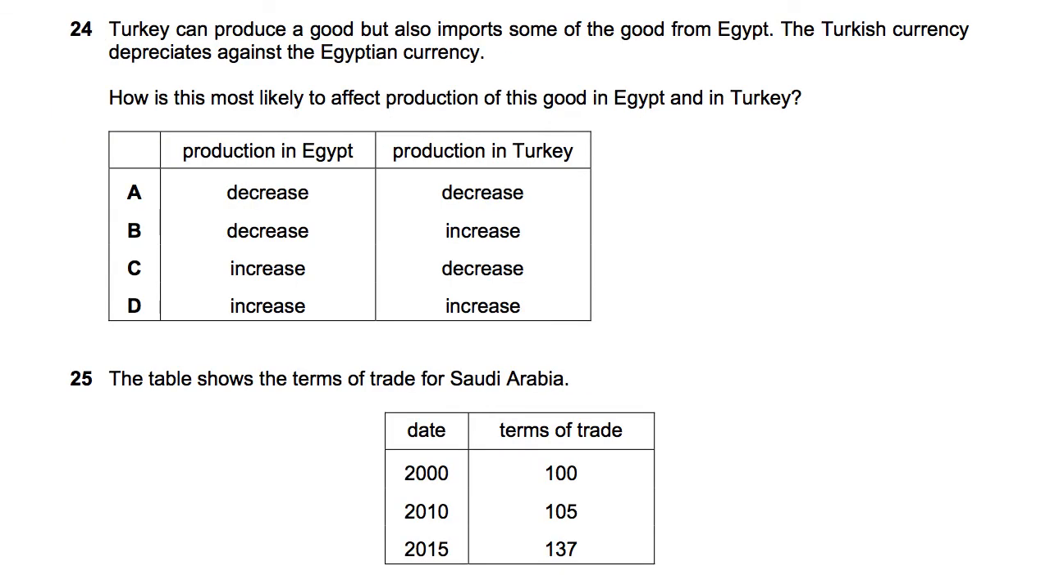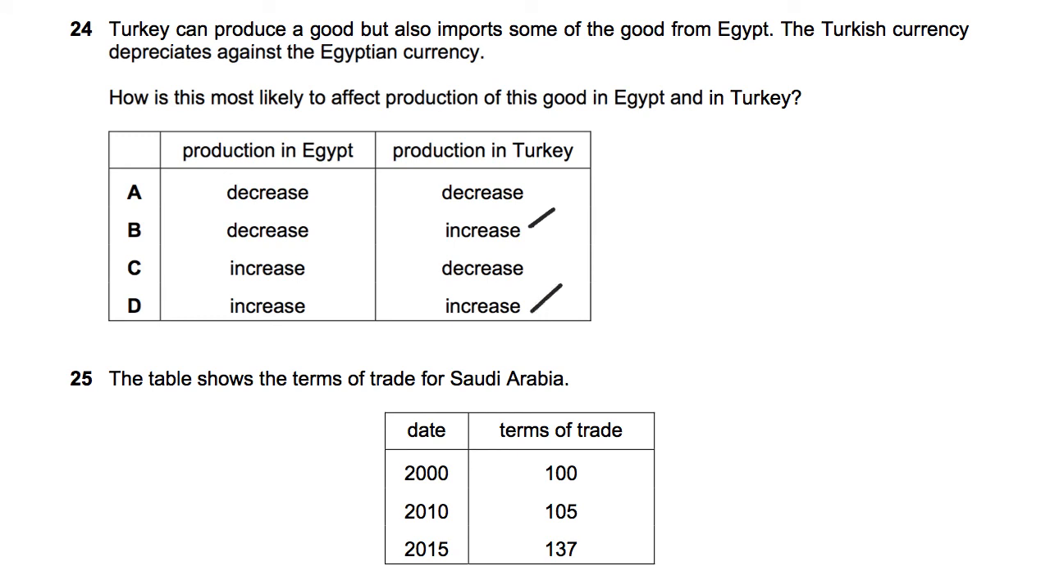In question 24, they say that Turkey can produce a good but also import some of the good from Egypt. The Turkish currency depreciates against the Egyptian currency. How is this most likely to affect production of this good in Egypt and in Turkey? So if the Turkish currency is depreciating, exports of Turkey will become cheaper. So clearly production in Turkey will increase. So it can be B or D.